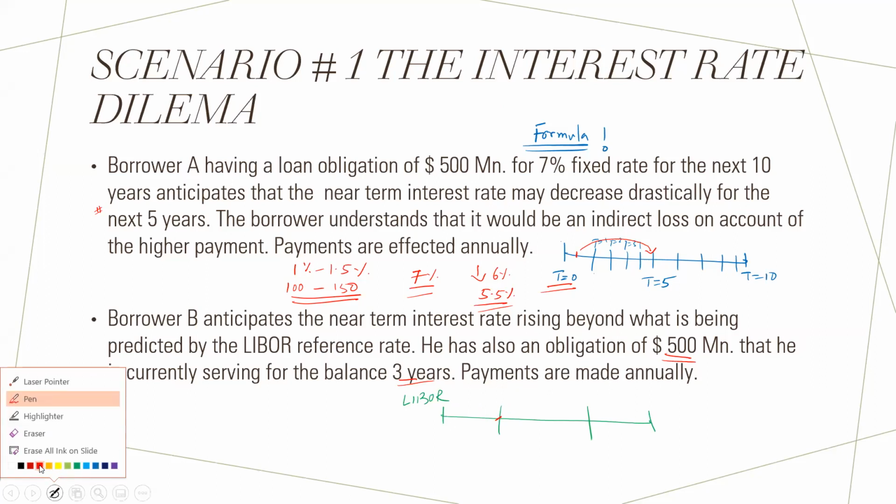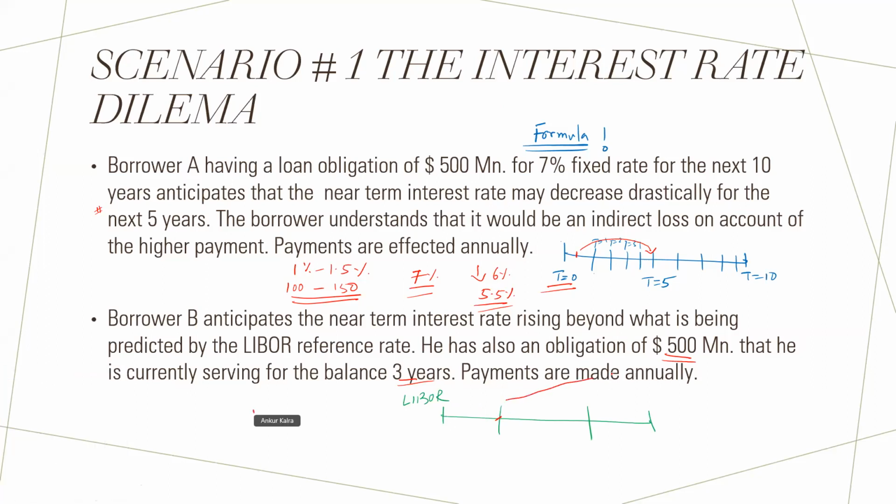So if it does rise, then that would mean that he would actually be making more payment than what he had anticipated. So there is a positive risk that he is actually buying in. Now, this is likely to persist for how many years? For the next 3 years. So 2 different parties, 2 different scenarios, same market, 2 different viewpoints.